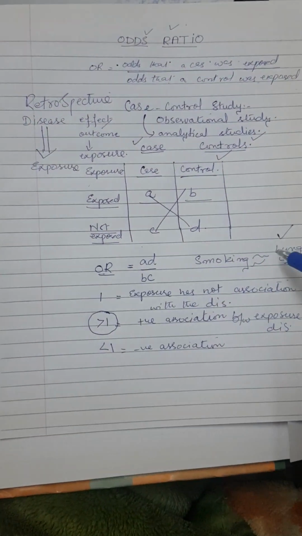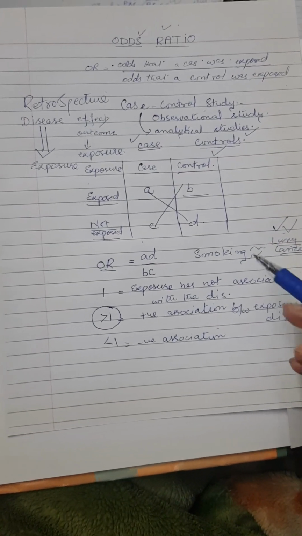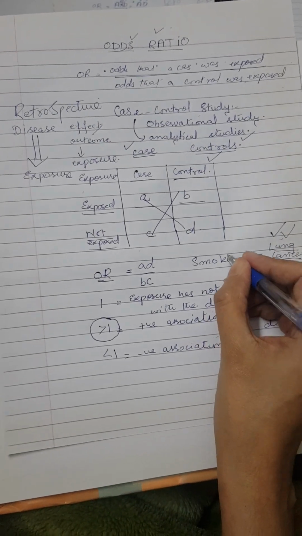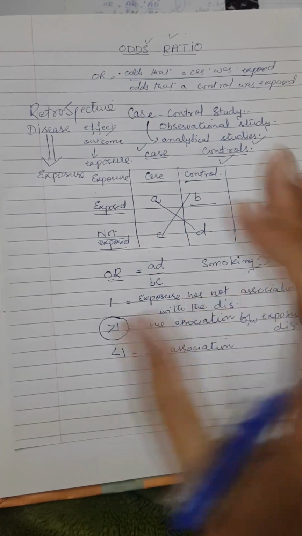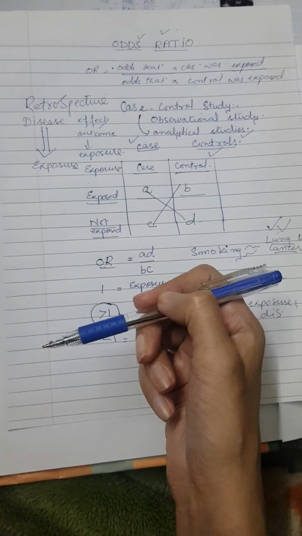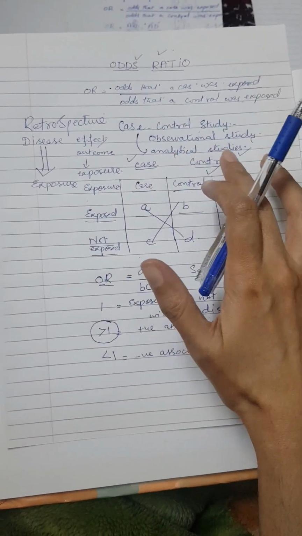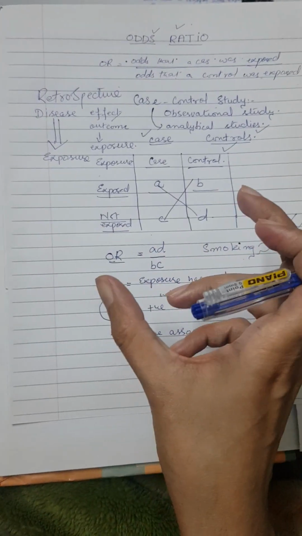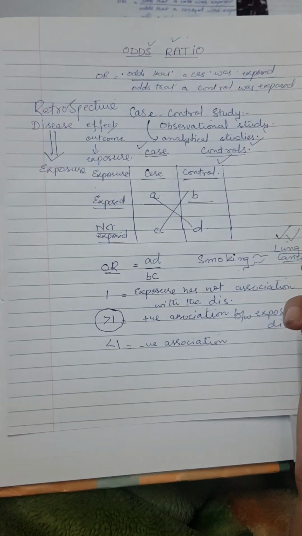The people are already suffering from lung cancer, and on the basis of the history and the available clinical data, retrospectively we will try to make an association between smoking and lung cancer. It is from effect to exposure, from disease to exposure, in a retrospective way, and it's just an observational study. And an analytical study, because we are comparing two groups. In analytical studies we compare the two groups and we compare the association between the exposure and the disease.